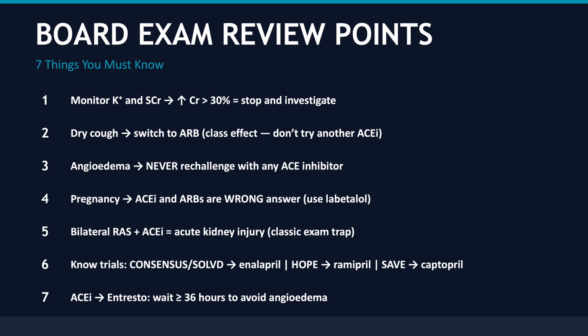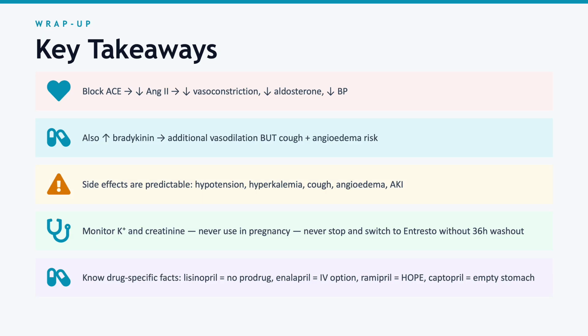6. Consensus and Solved established Enalapril for heart failure. The HOPE trial established Ramipril for cardiovascular risk reduction. The SAVE trial showed Captopril's benefit post-MI with LV dysfunction. 7. Do not combine with neprilysin inhibitors. If switching a patient from an ACE inhibitor to Entresto, you must wait at least 36 hours to avoid the risk of severe angioedema. Let's recap.